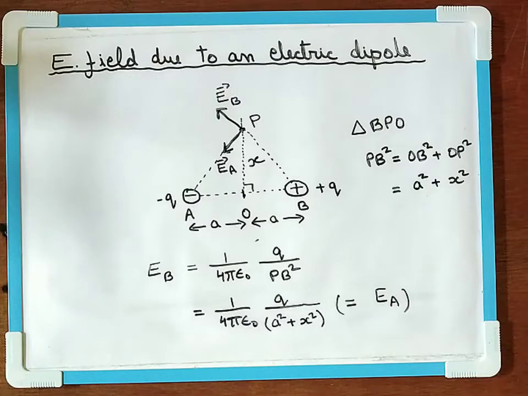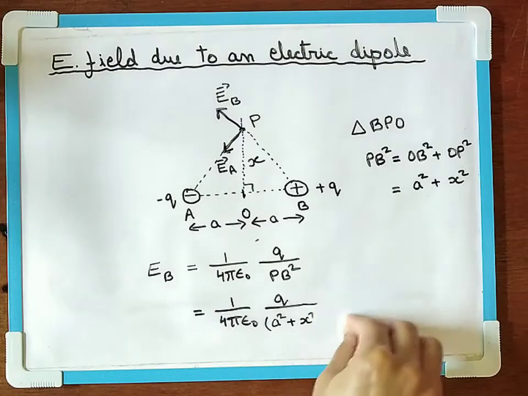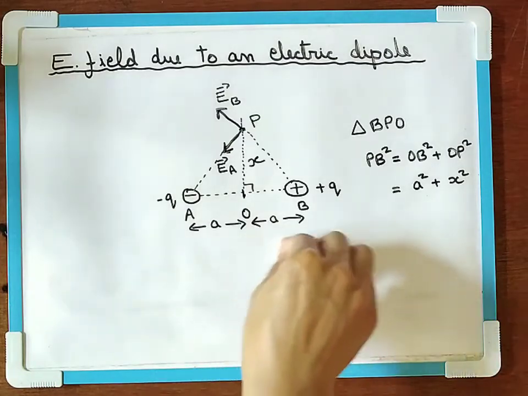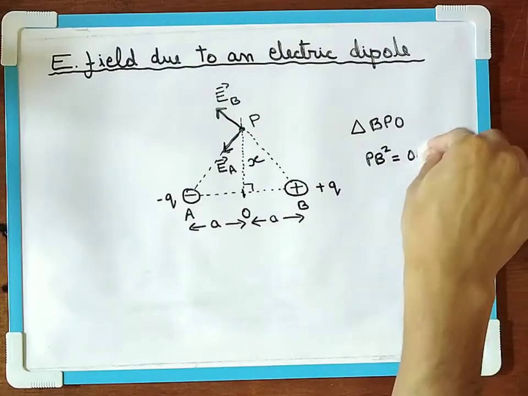Now these are two vector quantities, EA and EB. If we want to find the resultant vector or the resultant electric field, then we'll have to use the vector law of addition. We have two laws of addition. One is triangle law and one is parallelogram law of vector addition. So here we are going to use the parallelogram law of vector addition.